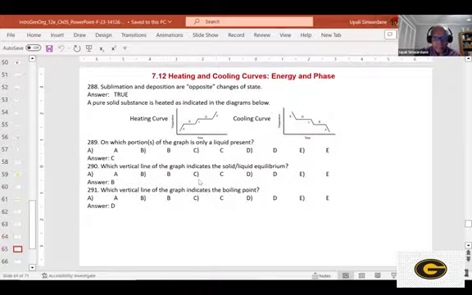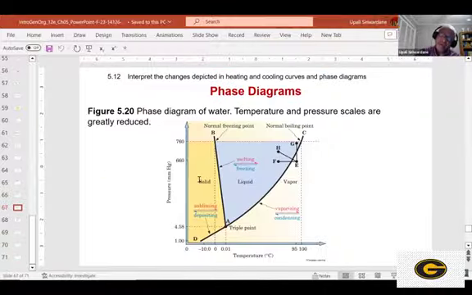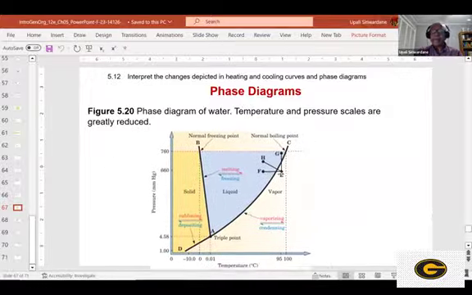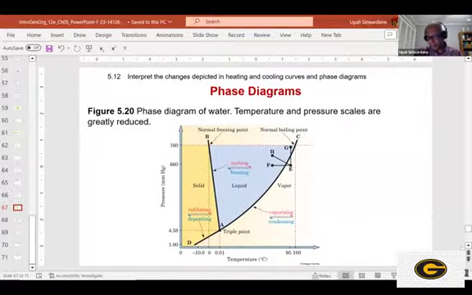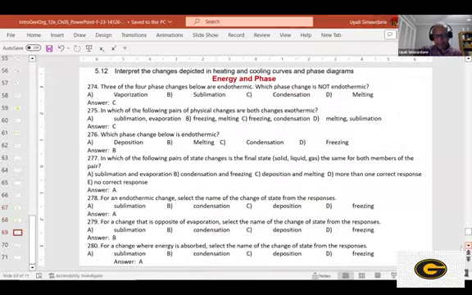So we have questions about heating curves, cooling curves, and we also talk about phase diagrams. Given a question like this, you can see where the liquid phase is in the middle, solid phase is next to the y-axis. Gaseous phase is next to the x-axis. These lines are phase equilibrium. So you can answer questions given here. Energy and phase diagram.